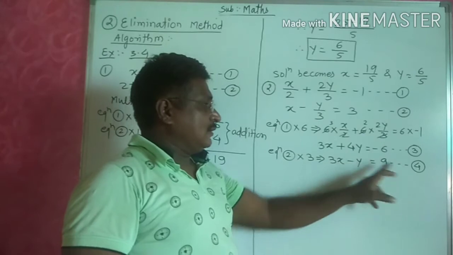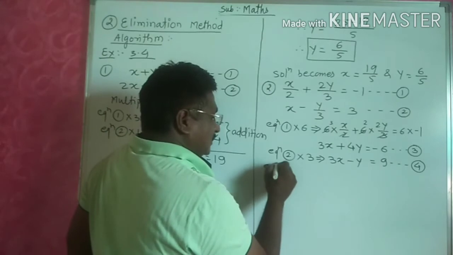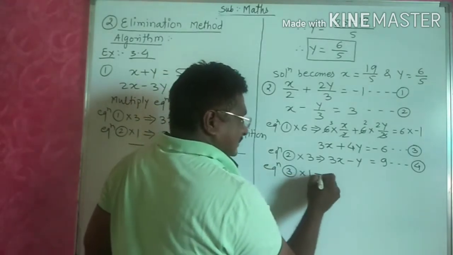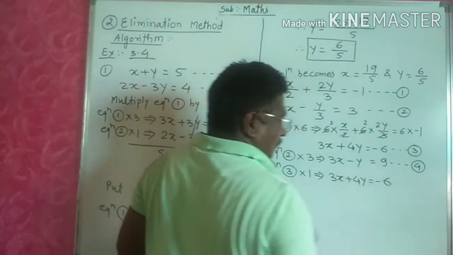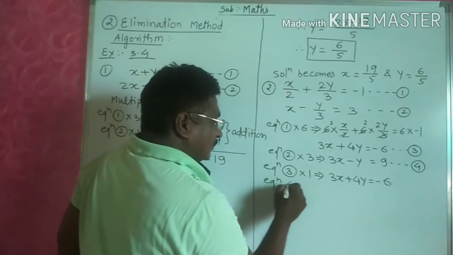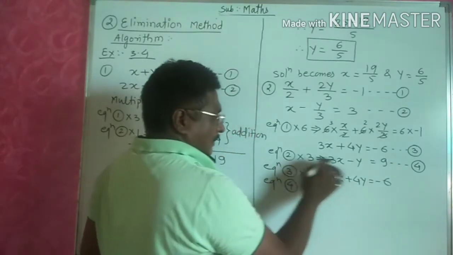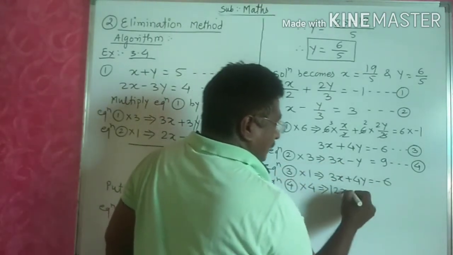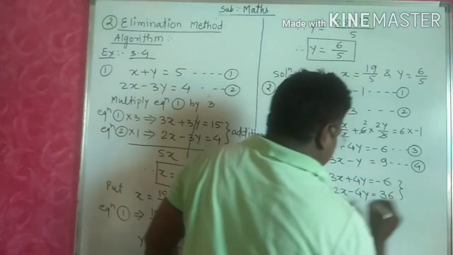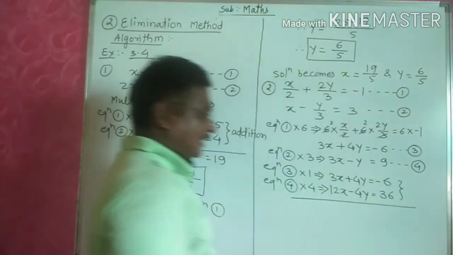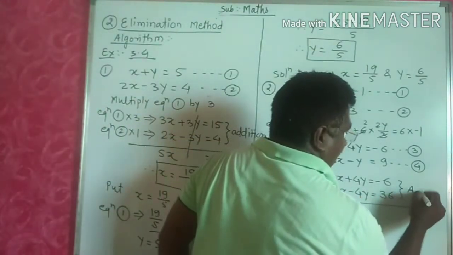So try to make their coefficients equal. Means equation 4 multiply by 4. Equation 3 stays as it is, so multiply by 1: 3x plus 4y equals minus 6. Now equation 4 multiplied by 4, so what will we get? 12x minus 4y equals 36. Now what has to be done? Their signs are opposite. If signs are opposite, what has to be done? Addition.